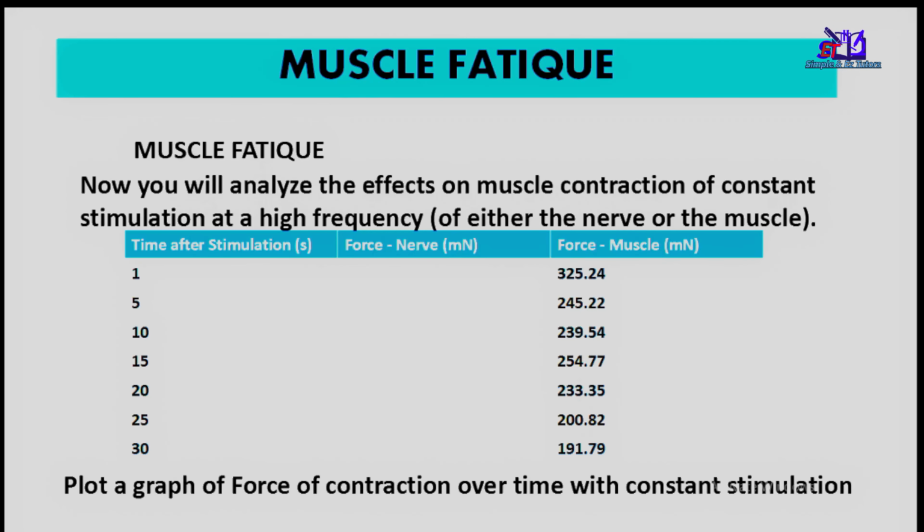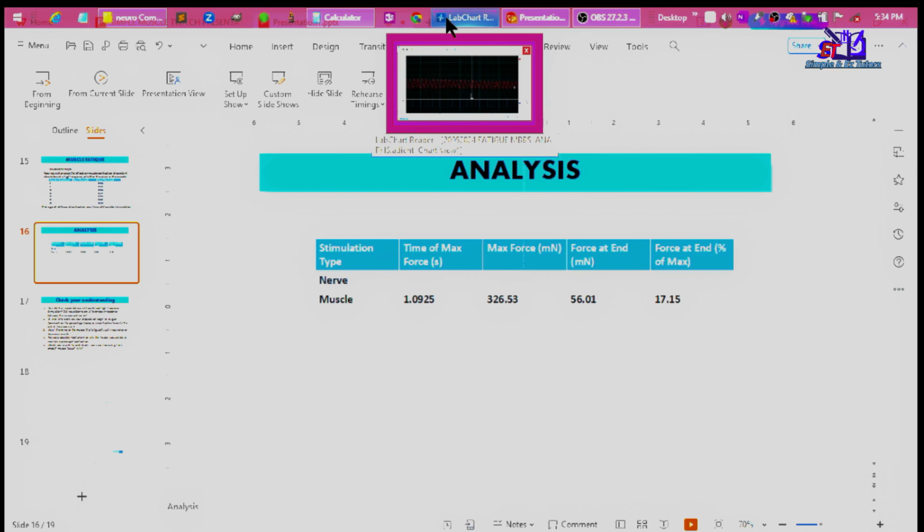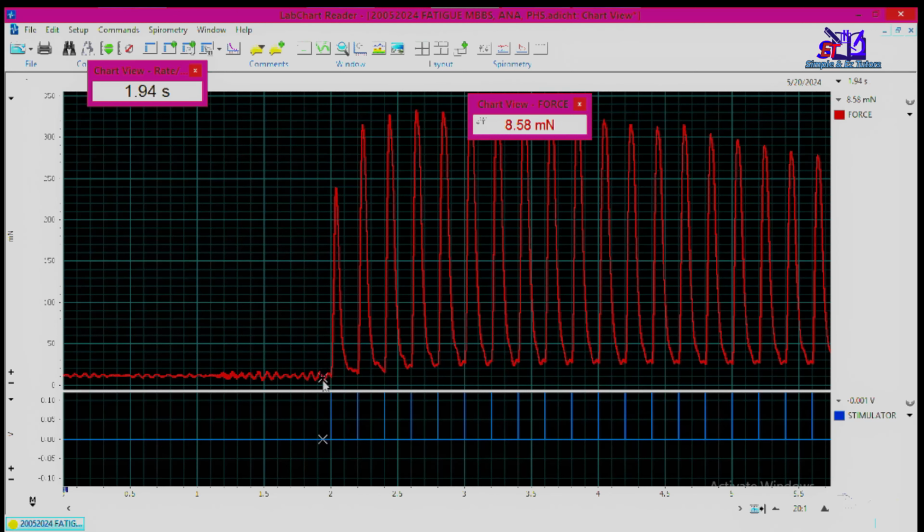So after inputting all your values on this table like this, you're going to be plotting a graph of force of contraction over constant stimulation. So the next analysis is to determine the time of maximum force and the maximum force of contraction, and then the force at the end of the contraction, and then the force at end as a percentage of maximum. I will show you briefly how to go about that. I've already done it, but I will be repeating it with the marker tool at the same position. So we record the time of maximum contraction.